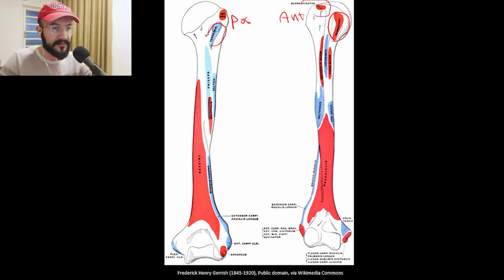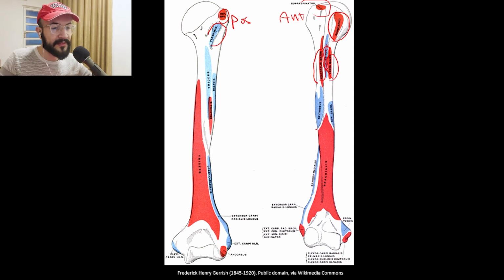the teres minor, and the infraspinatus all attaching to the greater tuberosity, the supraspinatus attaching to the anterior side of the greater tuberosity, and the teres minor and infraspinatus attaching to the posterior side of the greater tuberosity. And then back to the anterior view, so we have the teres major and the pectoralis major attaching to the edges of the bicipital groove here, and we have the latissimus dorsi attaching to the floor of the bicipital groove.